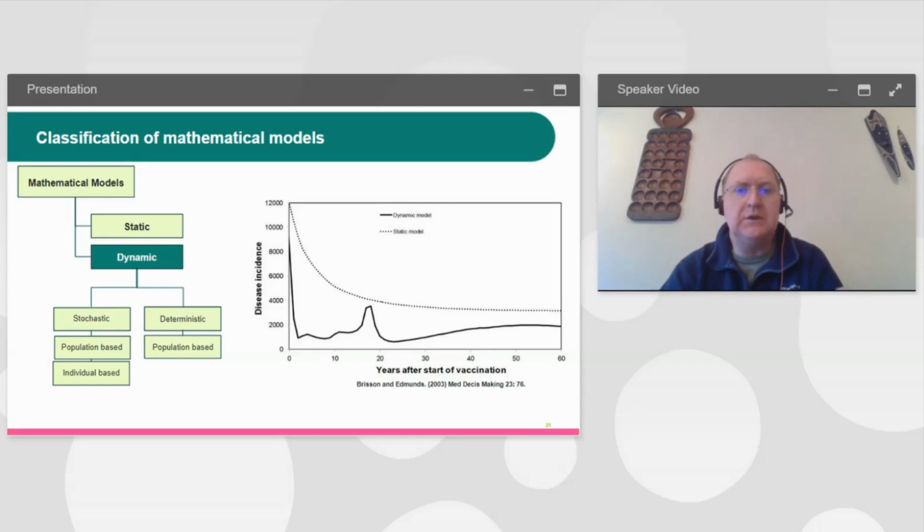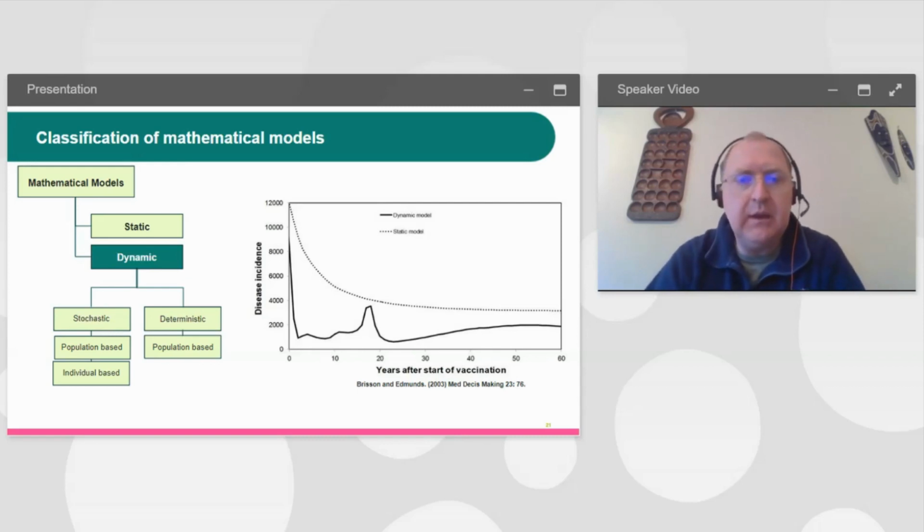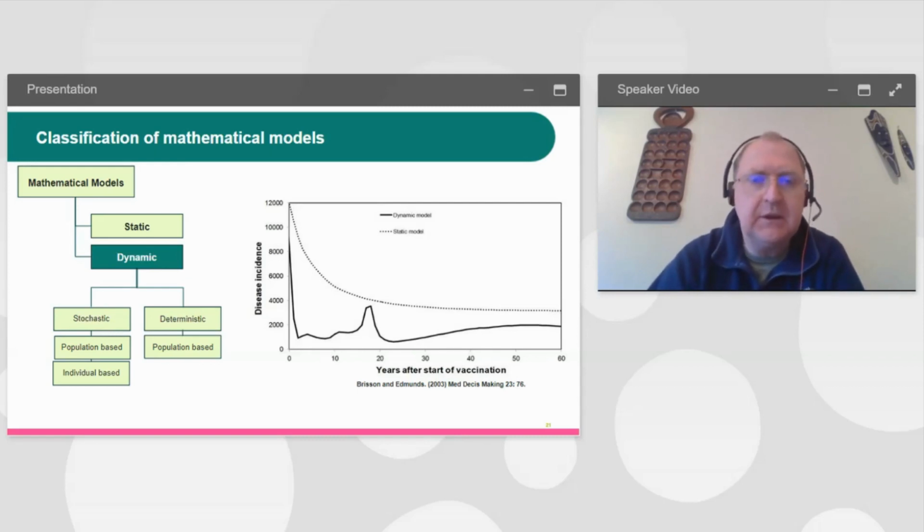Dynamic models themselves can be either probabilistic, stochastic models, or deterministic models, which are systems of differential equations, for instance, which both can be population based. These stochastic models can also be used to build individual-based models, where you actually model the infection of defined individuals.